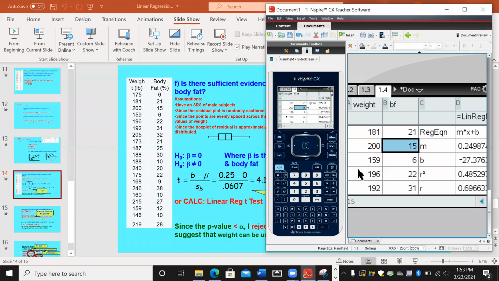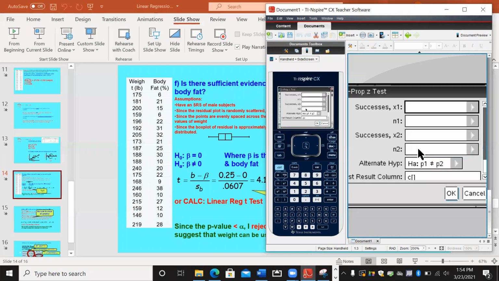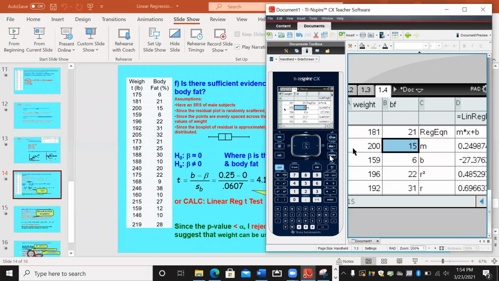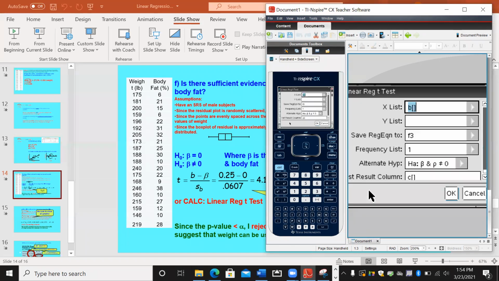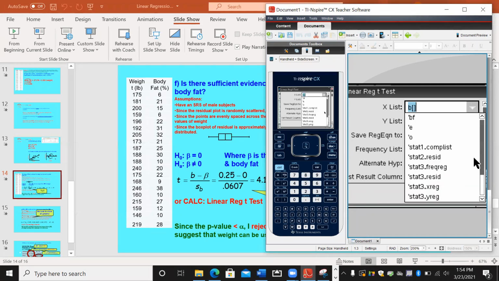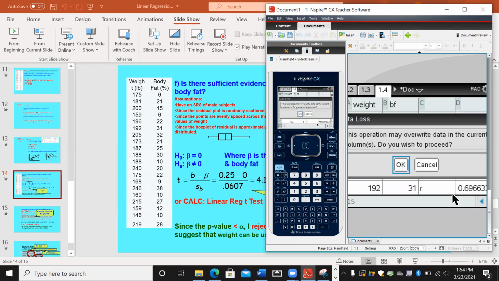Okay, so your data values are already in the calculator. Again, difference here is that we're no longer doing least squares regression line, we're doing the least squares regression line test. So make sure that one of your data cells is highlighted. Go to menu, statistics, stat test, and we are going to lin reg t test. So what is my X list? I called it weight. What is my Y list? I called it body fat. Again, we're testing against not equal to.